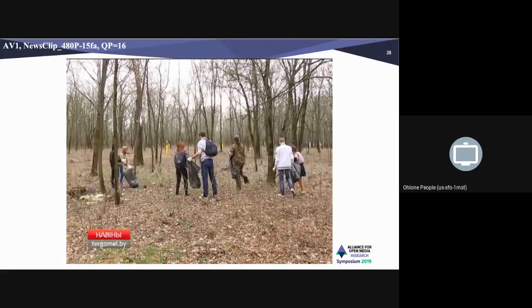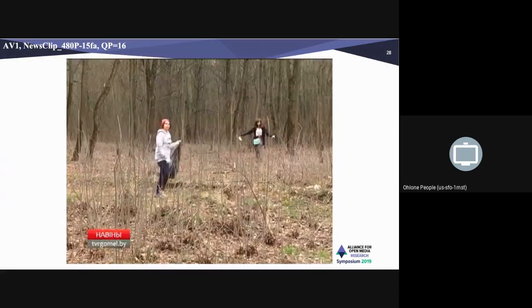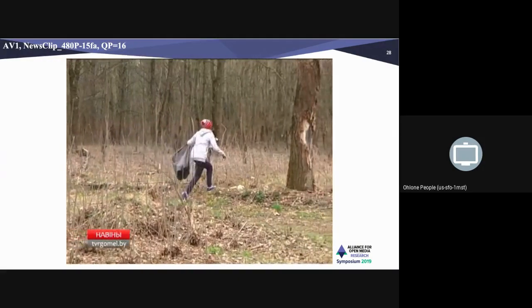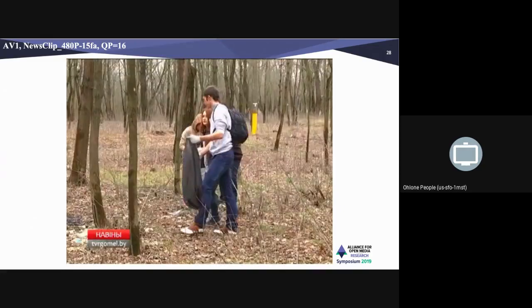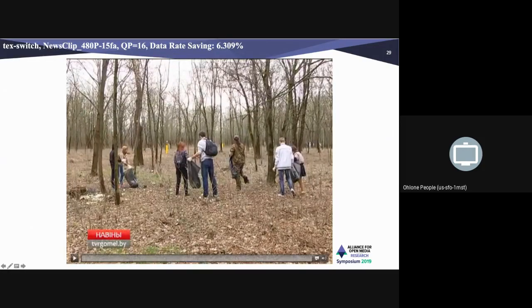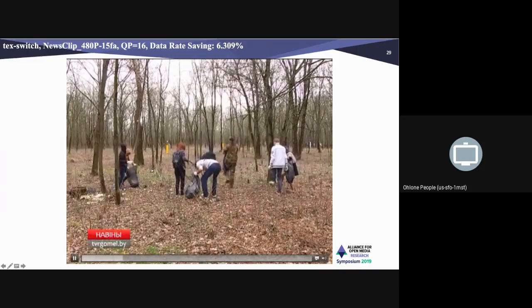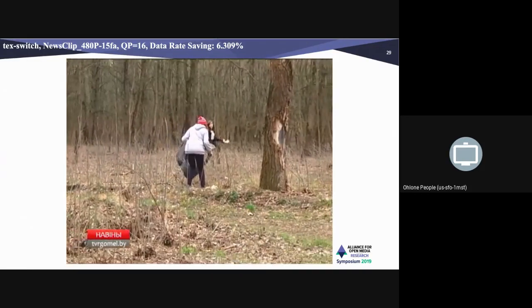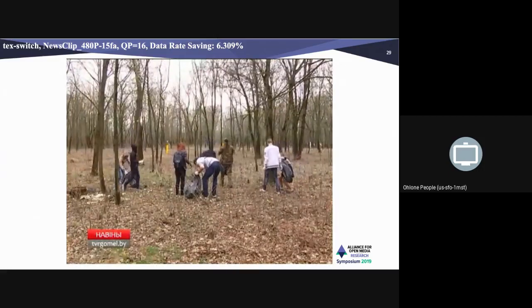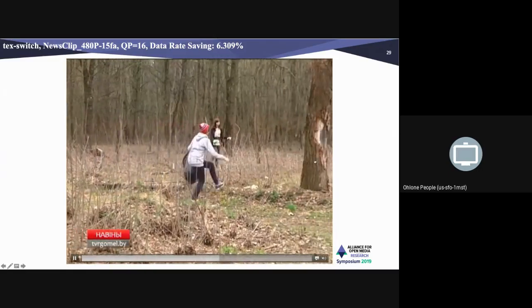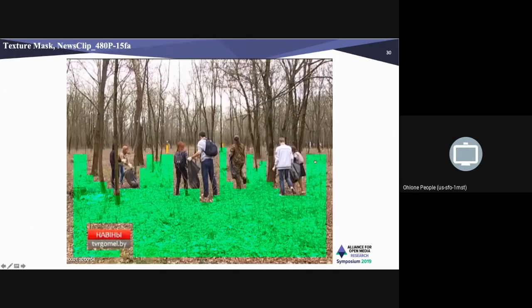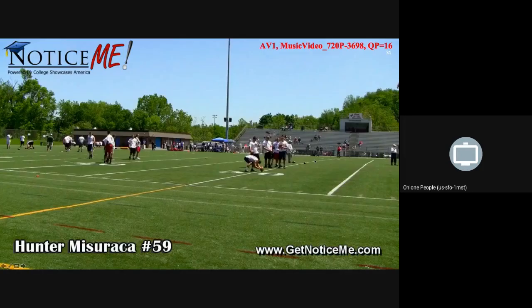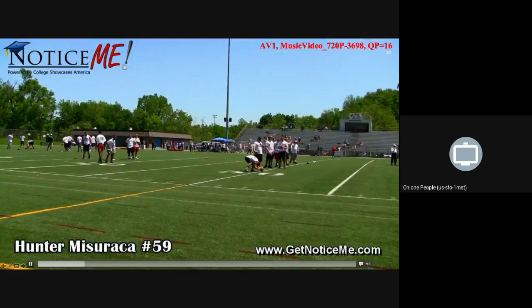All right, so I'm going to show some videos. This is a different news clip that is AV1 coded. And then this one is coded using our texture mode. So this is where the regions were coded using our texture mode. Next is a music video.